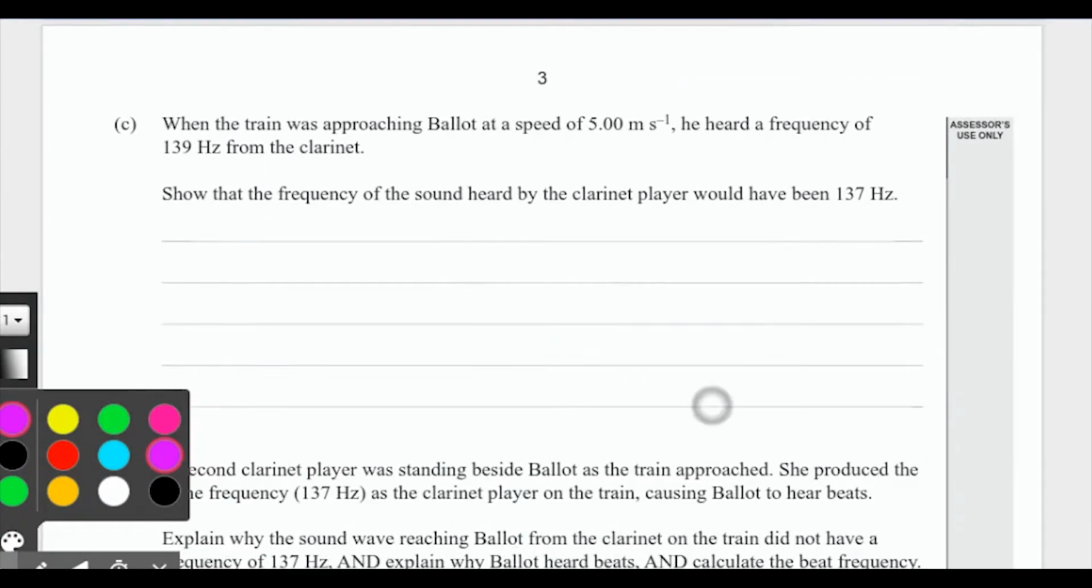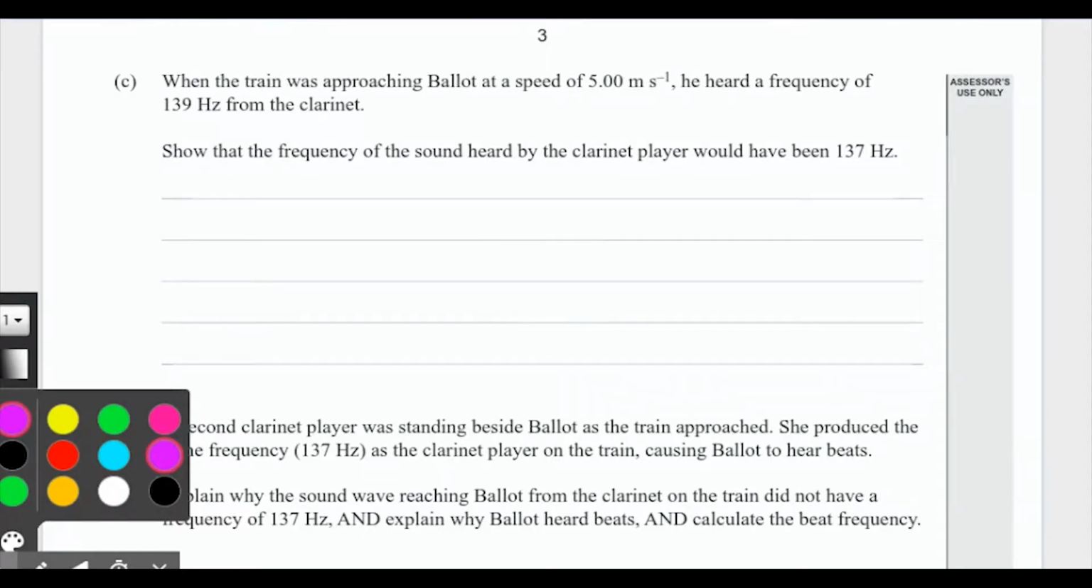Continuing on. Right, when the train was approaching Ballet at a speed of 5 meters per second, he heard a frequency of 139 hertz from the clarinet, showing that the frequency of the sound heard by the clarinet player would have been 137 hertz. Let's break down the values that we're given.